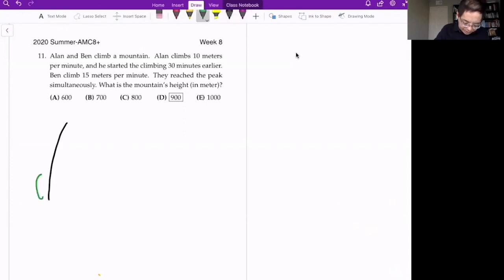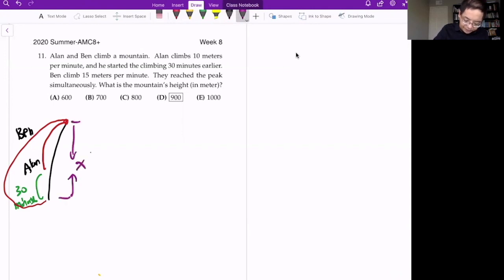Alan started 30 minutes earlier, so 30 minutes, and then goes to the top of the mountain, right? Ben starts later, but they arrive at the top around the same time. So this is Alan, and this is Ben. Now we denote x as the height of the mountain.